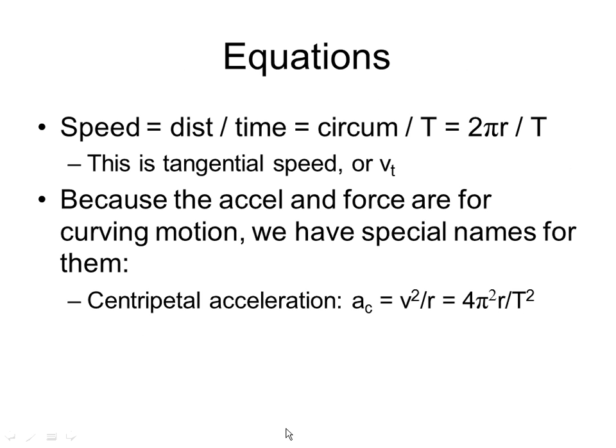Anywho, the acceleration is called centripetal. We'll see what that means in just a moment. But here's the equation that goes along with it. Centripetal acceleration, a sub c, is equal to v squared over r. We can also see that as 4 pi squared r divided by t squared.